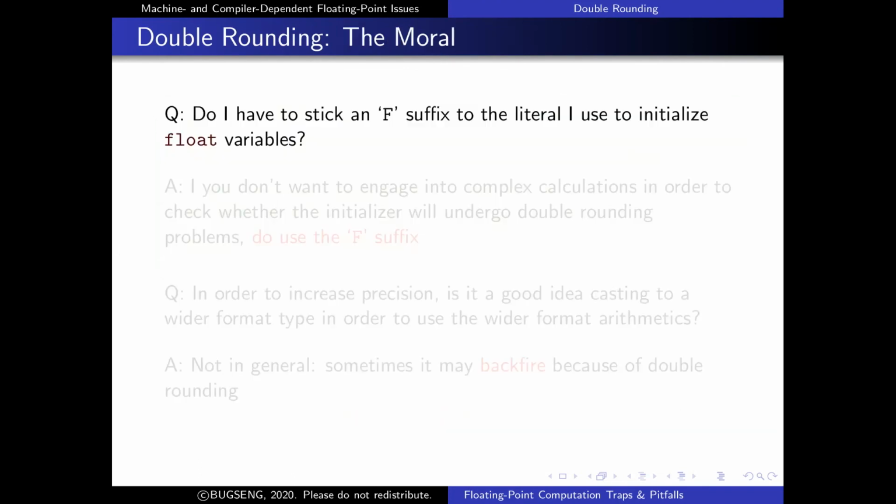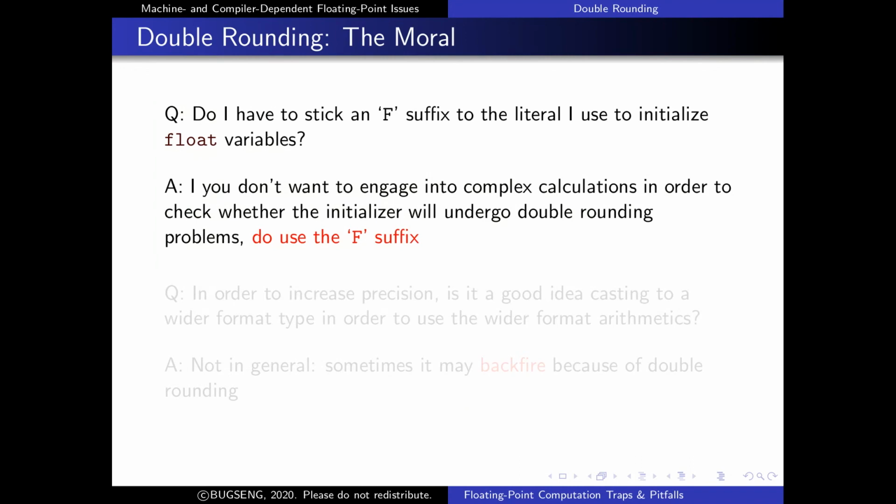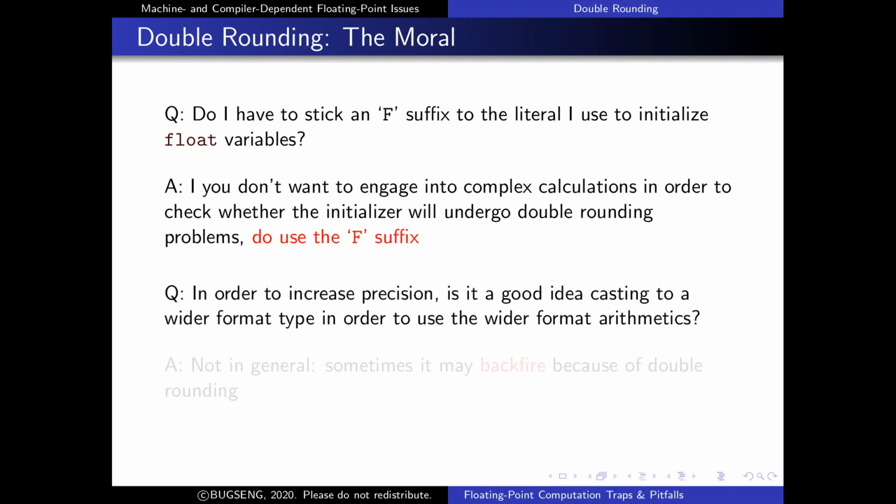So let us try to take some useful indications from this double rounding issue. First question: do I have to stick an F suffix to the literal I use to initialize float variables? The short answer is yes. In many cases it will change nothing, but if you don't want to check carefully whether it is necessary or not, you just use the F suffix and you know that you will not have a double rounding at that point.